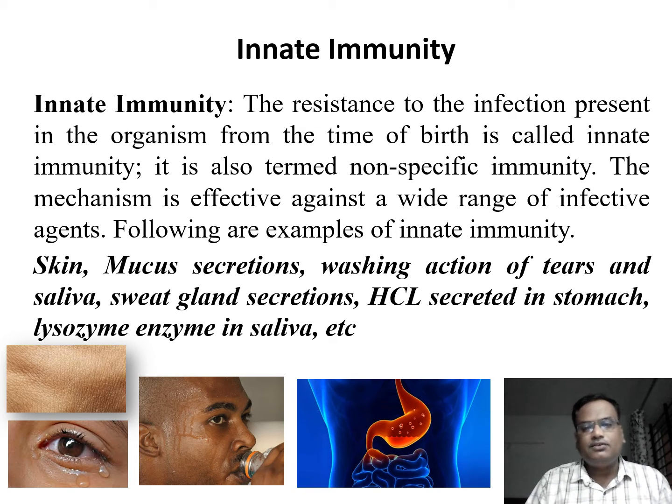Innate immunity, the resistance to infection present in the organism from the time of birth, is called innate immunity. It is also termed non-specific immunity because this kind of immunity is not specific against any type of disease or pathogen. So it is like a wall, okay? It's like a wall which will prevent the entry of anything into our house. The mechanism is effective against a wide range of infective agents. Some examples of innate immunity are skin.